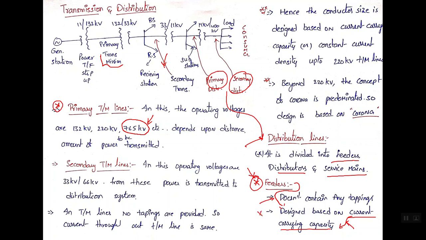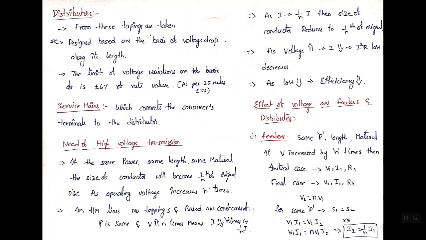Very important: feeders are designed based on current carrying capacity, and distributors are designed based on voltage drop. It is the most important one, voltage drop. And the limit of voltage variations at the customer side is plus or minus 6%.